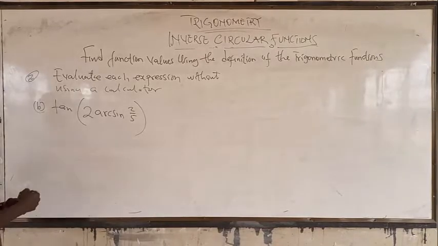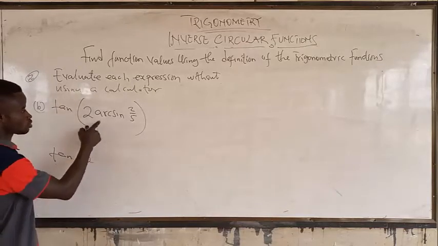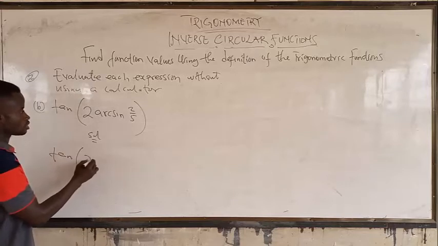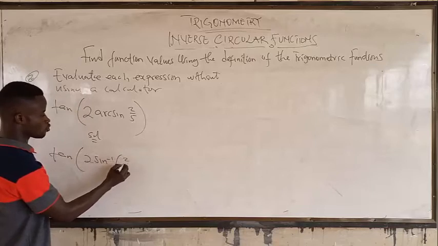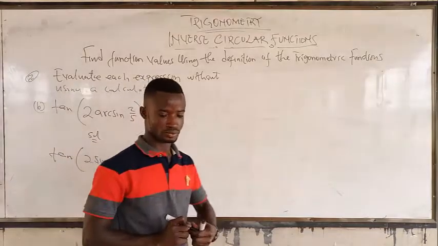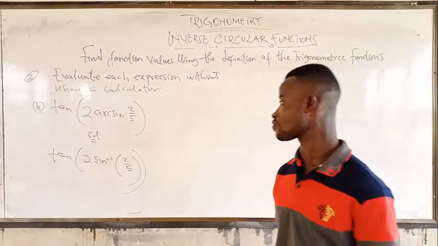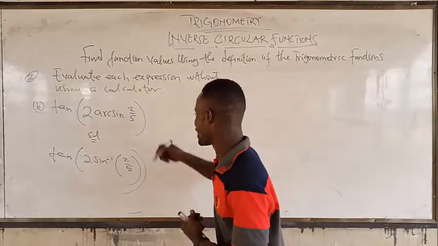Alright, so the B part solution is the same as tan 2 of sine inverse of 2 over 5. Very good. So that is what we have. Now please here, oh wow, I love this question.